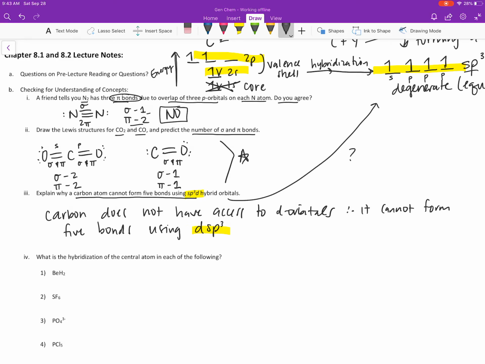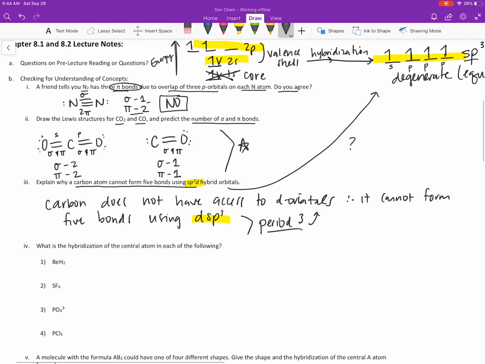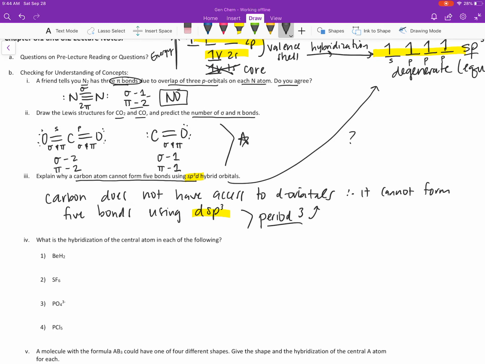Okay, so we know that once we get to period 3 elements, these are the ones that can have expanded octets, and that was because they have access to d orbitals. Carbon's in period 2, therefore it's not able to form 5 bonds and have an expanded octet.